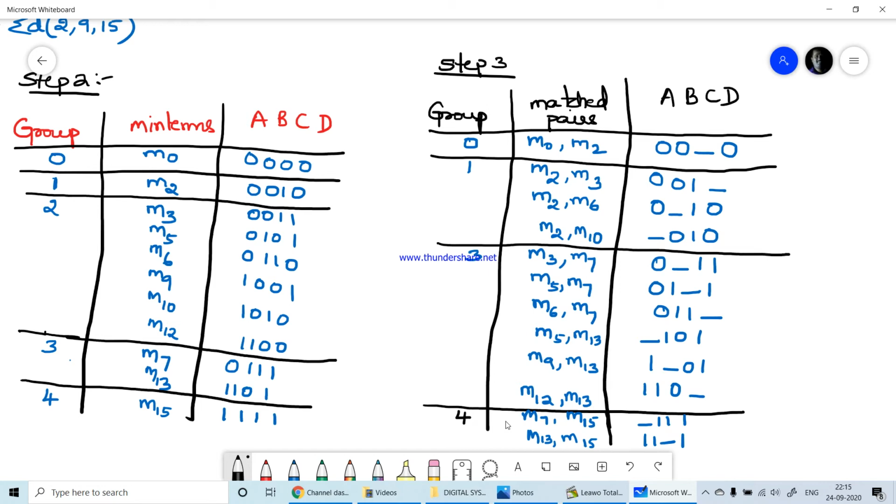Okay. Now we have grouped here, so we'll tick mark whichever we used for grouping. Here M0 was used. See, M0 and M2 are grouped. Okay, tick it. Again M3 is grouped, M6 is grouped, and M5 is also used here, so M5 should also be ticked. M9 is also used for grouping because of M9, M13. M10 is also used, M2, M10, can you see? M12, yes, M12, M13, therefore M12 is also grouped. M7, M15, therefore M7 is also grouped. M13 is also used, M15 is also used. Therefore we don't have any essential prime implicants in this table.